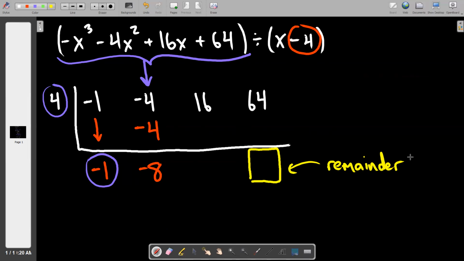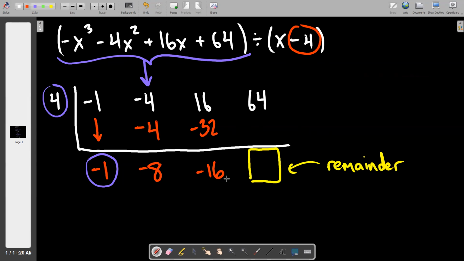So now let's remultiply. Take the number on the outside, multiply it by the new kid on the bottom. What do you get? You get negative 32. So we're going to place a negative 32 here. And then we're going to add. And that's negative 16. And then we're going to multiply.